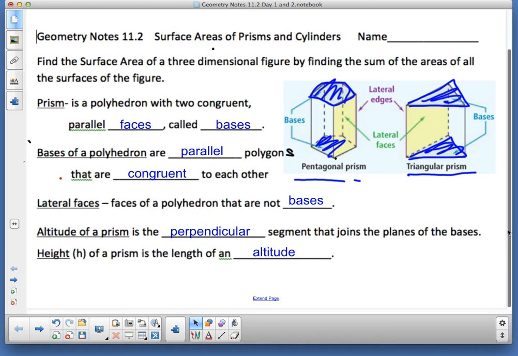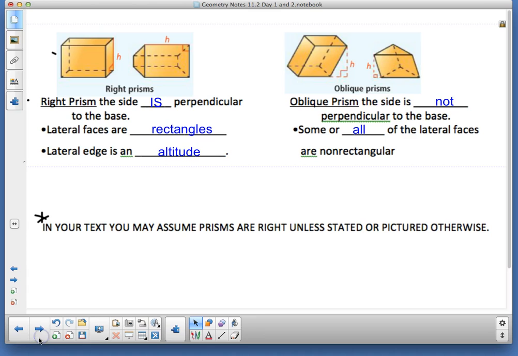Now, the altitude of a prism is the perpendicular segment that joins the planes of the bases. That's also height. The height of a prism is the length of the altitude. Those are the same, except when we're talking about right prisms and oblique prisms. In a right prism, the side is perpendicular to the base. Lateral faces are rectangles, and the lateral edge is an altitude. So we're talking about this being a right angle. That's going up the side, that's the height, or the separation between the bases.